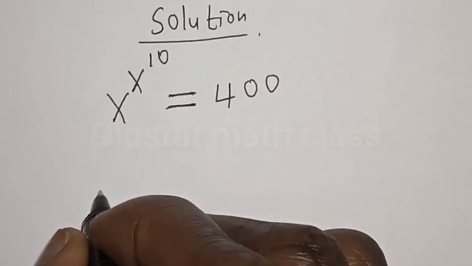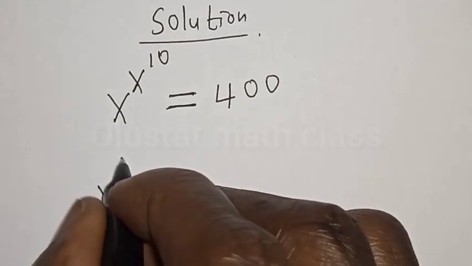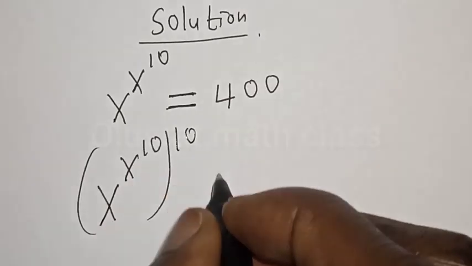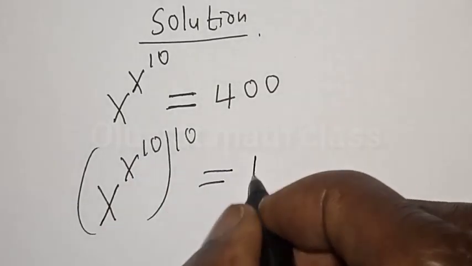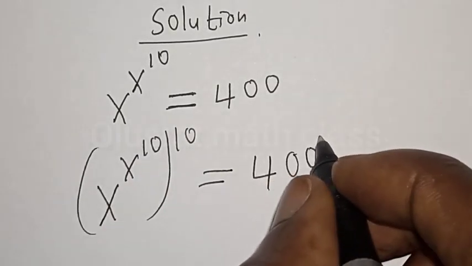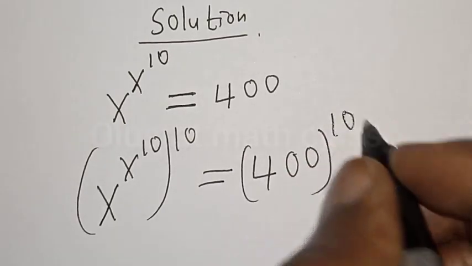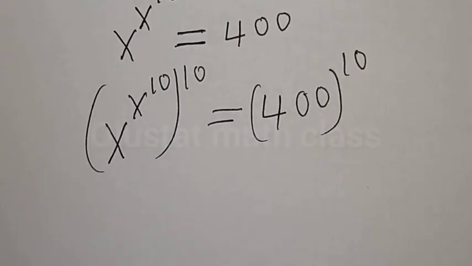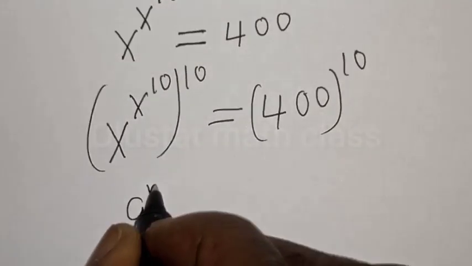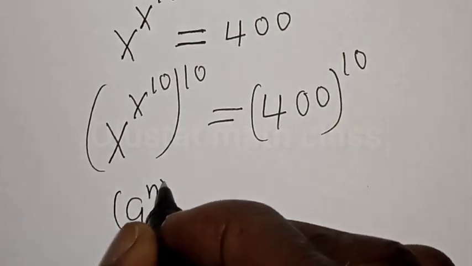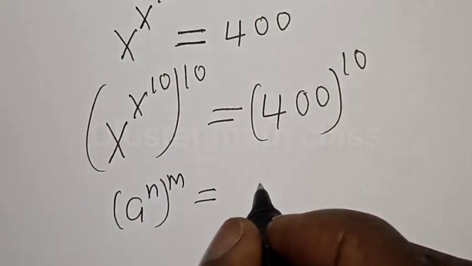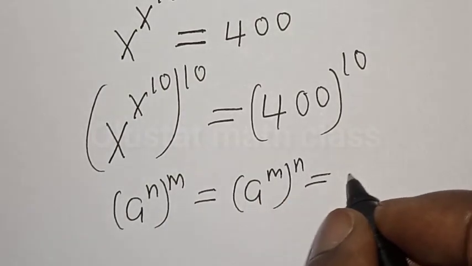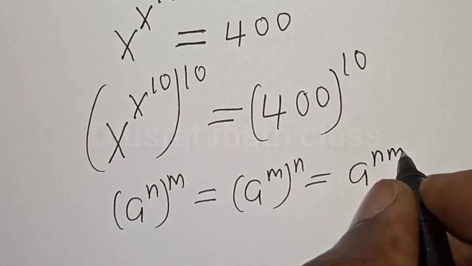We have s raised to power s raised to power 10, all raised to power 10, is equal to 400 raised to power 10. Now remember that if you have a raised to power n raised to power m, it is the same thing as a raised to power m raised to power n, which is the same thing as a raised to power n m.